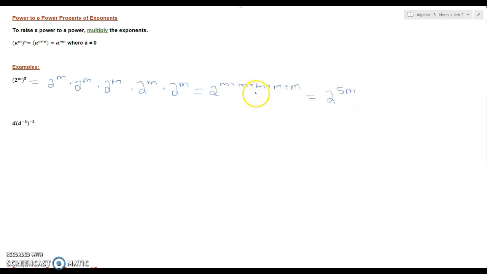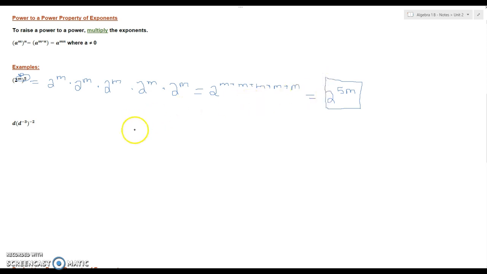So our property simplifies that for us up here and says that if we have a power to a power, we can just multiply these two exponents together. So instead of going through all of the process of writing each out, if we have a power to a power, we can multiply them together right away to get 2 to the 5 times m. Typically, we write the number first and the variable second, so that's why I switched that to 5m and not m5.